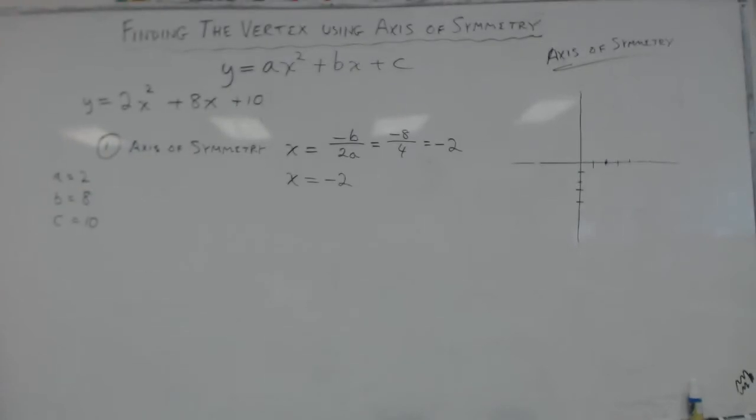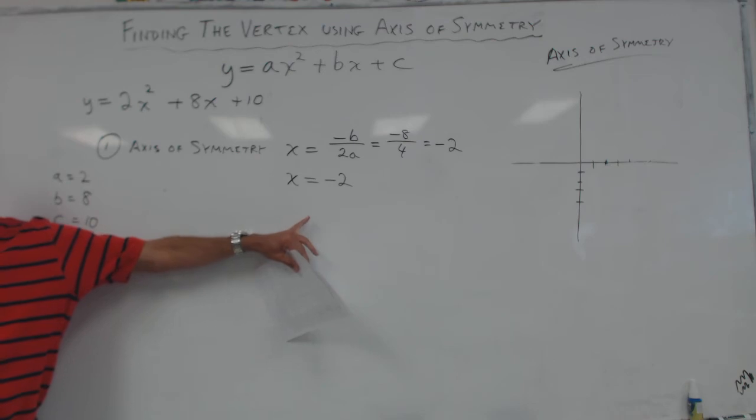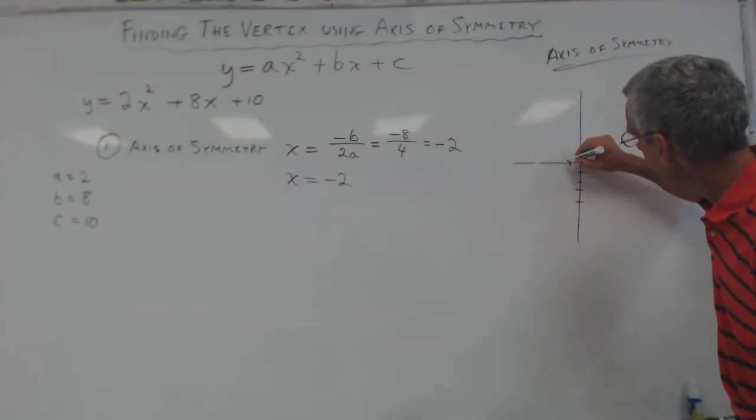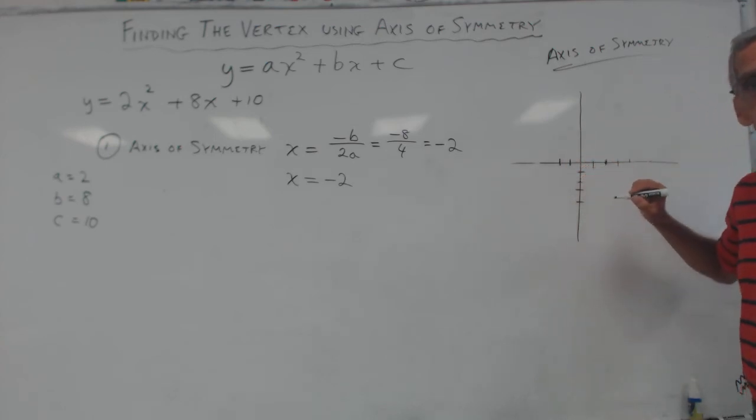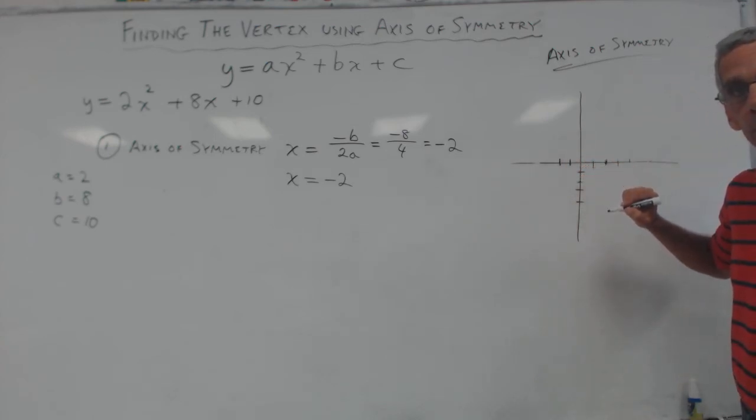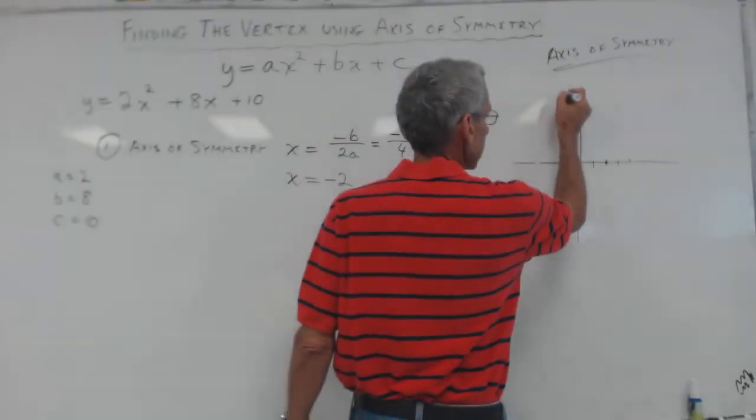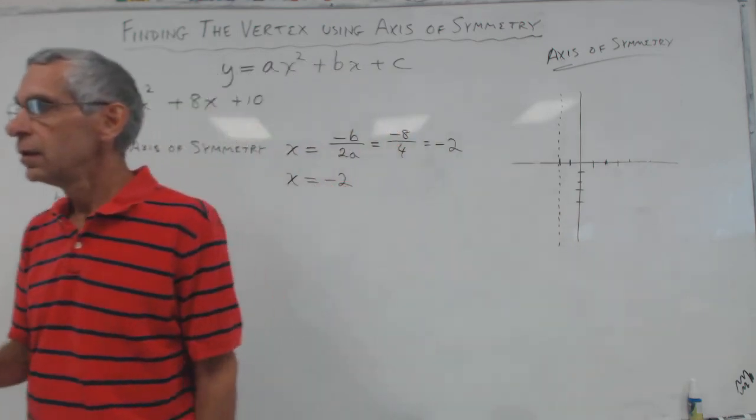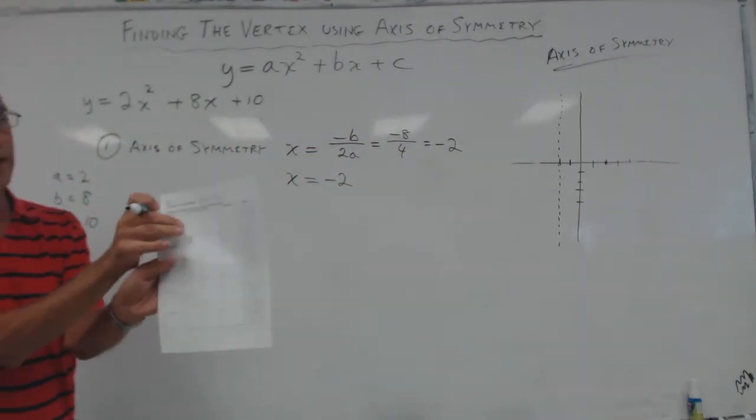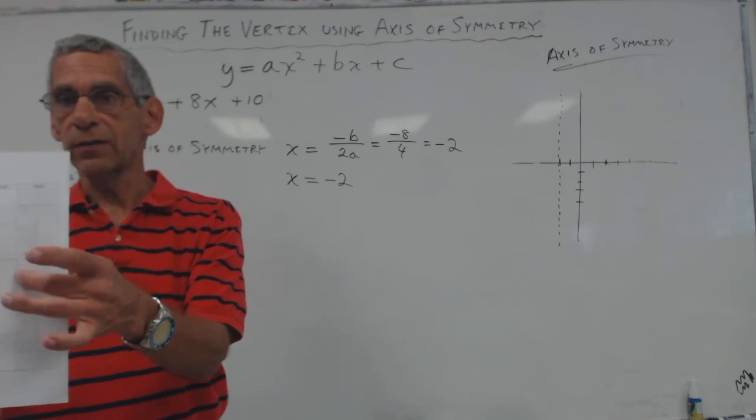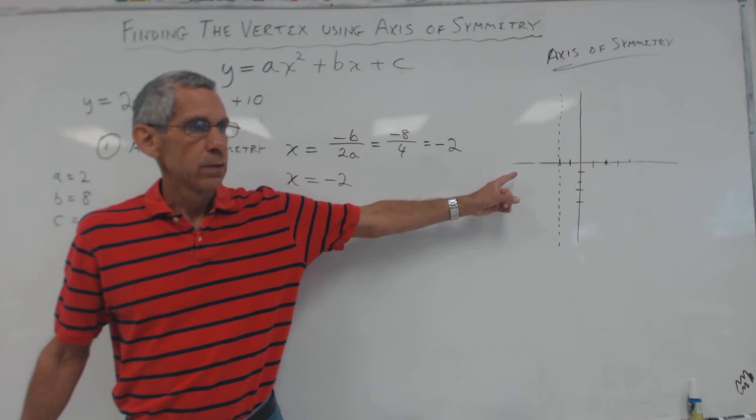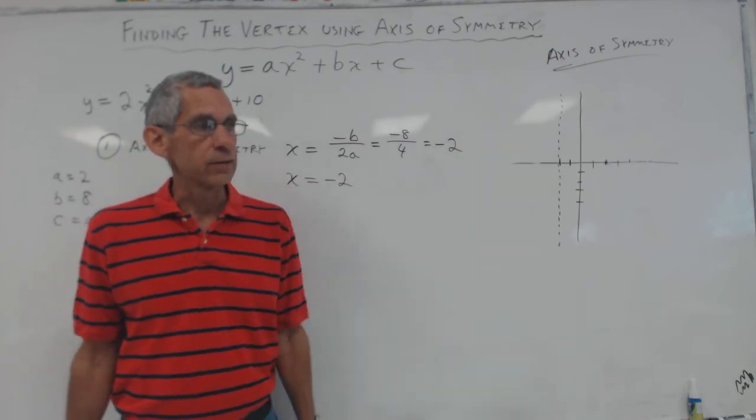Now how would I graph that? Dylan, how would I graph that? X equals negative 2. Go left to negative 2, and then straight up and down, dashed line. There's my axis of symmetry. The homework has a graph on it too, so I'd like you to put the axis of symmetry on the graph. And what do we know is going to be on that axis of symmetry?